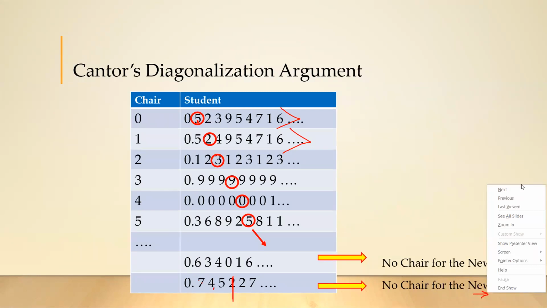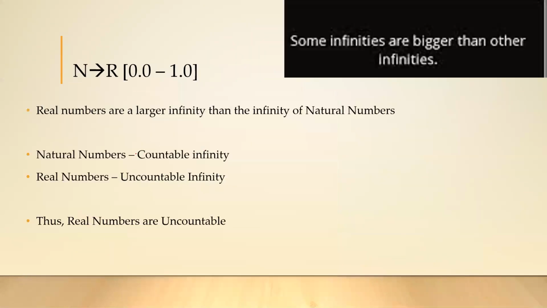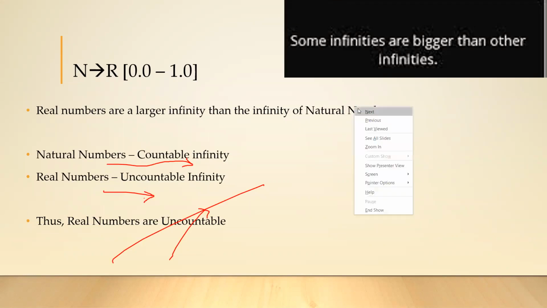So that is why they came up with something telling that natural numbers, you call them to be a countable infinity, and real numbers, they are an uncountable infinity. Okay, thus real numbers are uncountable. So that is why people say some infinities, they are bigger than other infinities. All infinities are not the same. Very simple. Real number infinities are greater than natural number infinity.